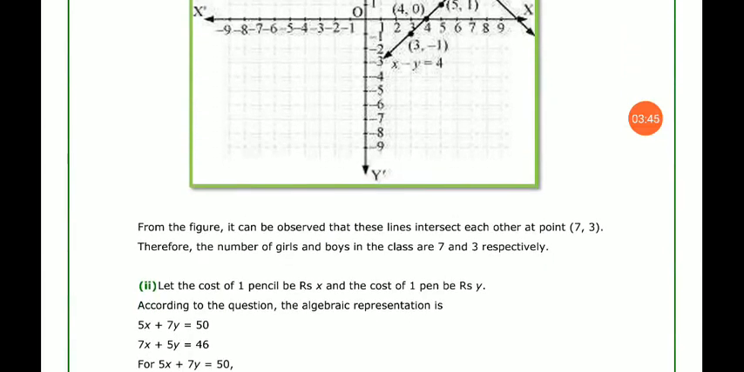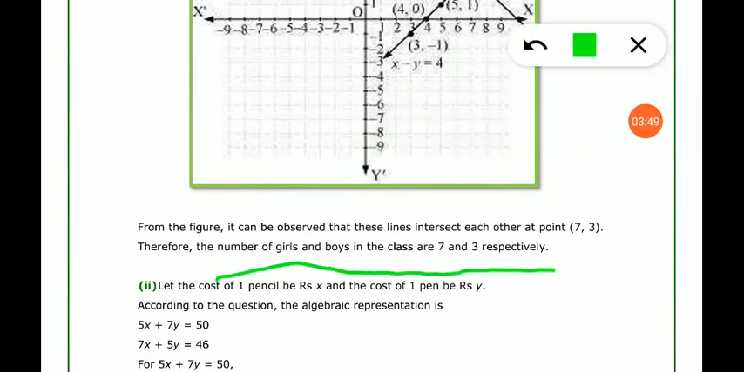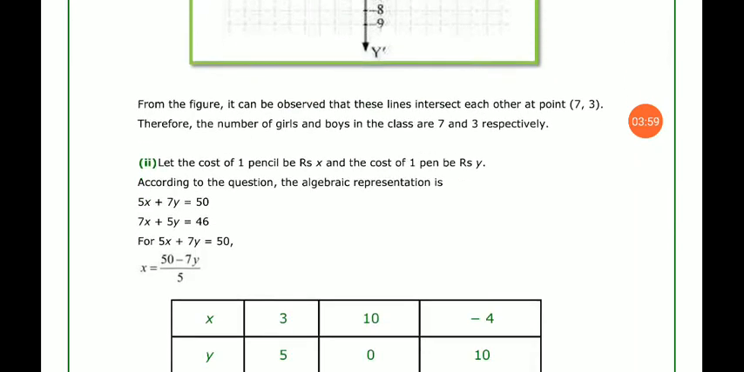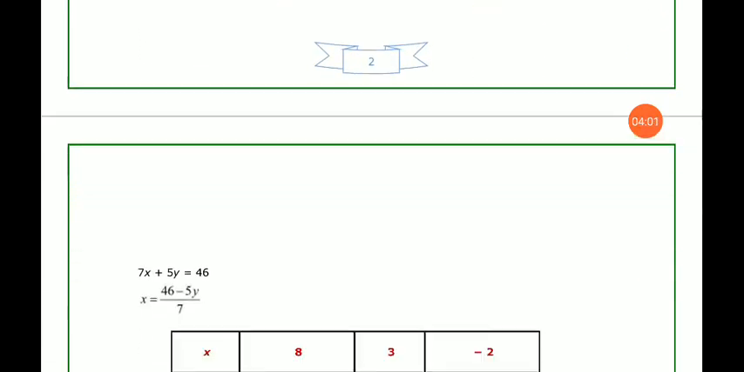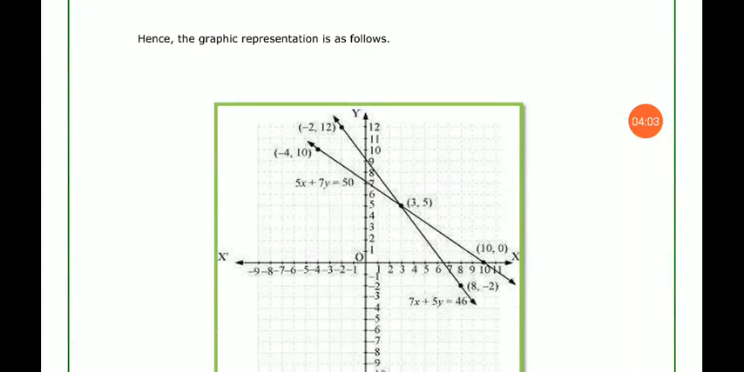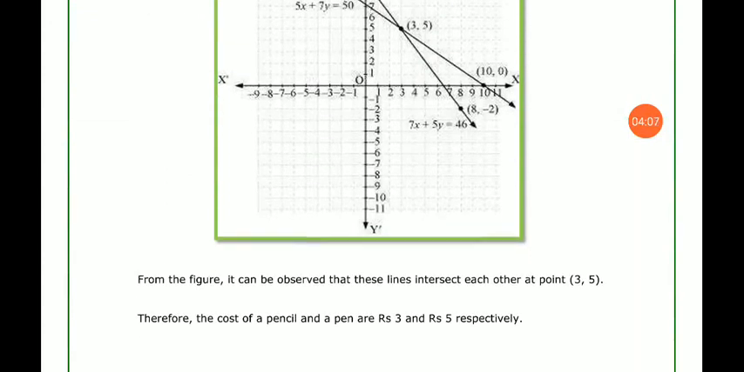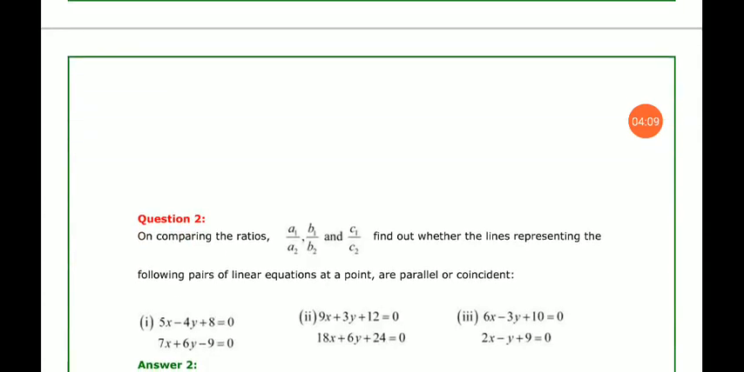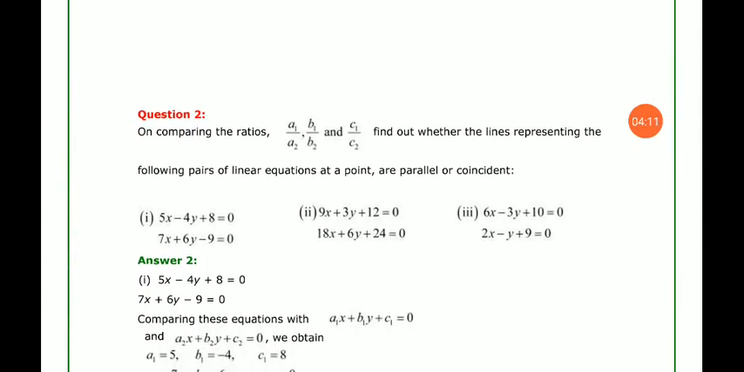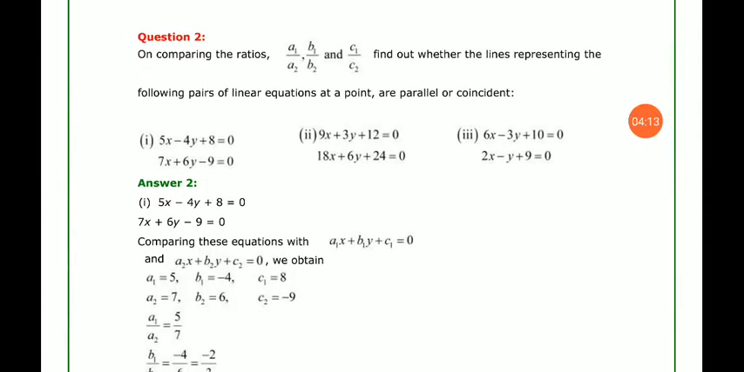So we got the required number of girls as 7. The number of girls and number of boys are 7 and 3, because the lines intersect each other at the point 7 comma 3. In the same way you will do the second part also. Again you will get intersecting lines and you can find out the solution.